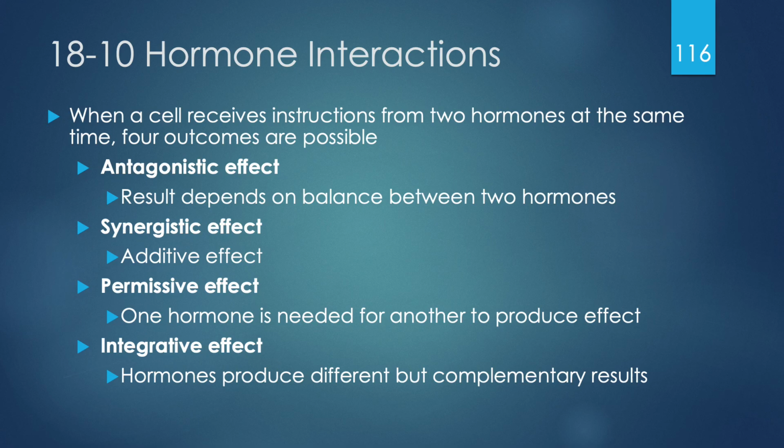The first is we could have an antagonistic effect, and that is based upon whether we have a balance between the two hormones. Next, we have a synergistic effect in which the two different hormones add up together to create a stronger effect together as a team. Or we could have a permissive effect in which one hormone is required for the other one to actually become effective. So one is basically an enabler. Or we could have the integrative effect, in which we have different effects, but the overall outcome is still complementary towards the same end.